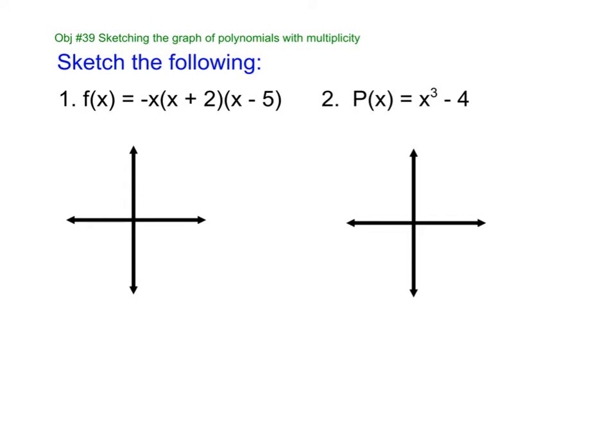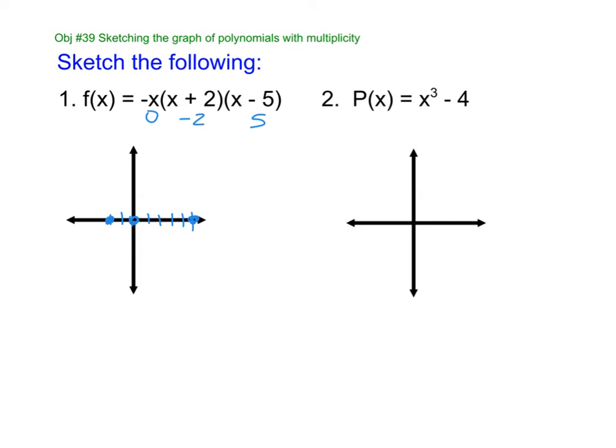Okay, so based on what we learned the other day, I want you to sketch this. So we always start with our roots. My roots are 0, -2, and +5. Now this is a nice smooth curve.